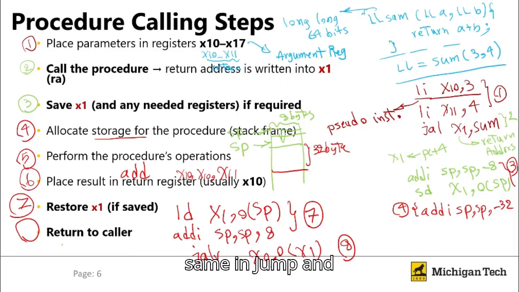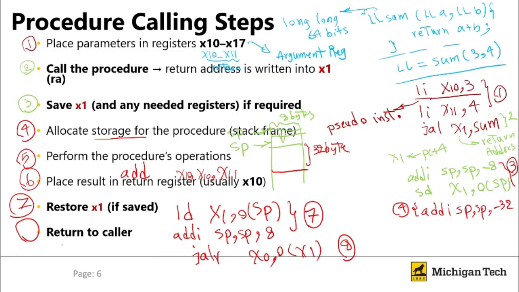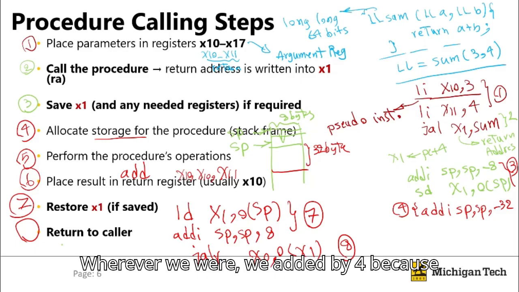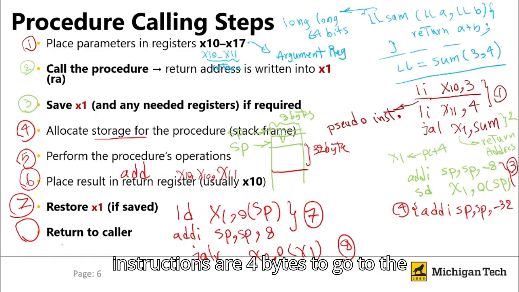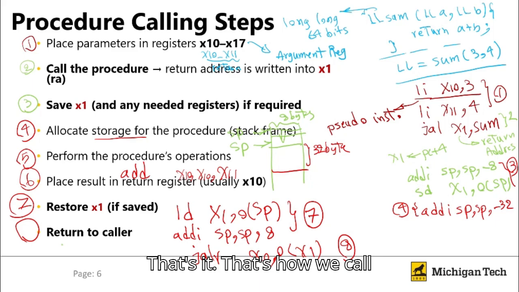So it's doing the same as jump and load, putting them in x1, and here from x1, we are jumping to x1. What was x1? Program counter plus 4. Wherever we were, we added 4 because instructions are 4 bytes, to go to the next instruction. And we jump there. That's it. That's how we call instructions. If you didn't get all the points, that's okay. We're going to go step by step in the next slides.